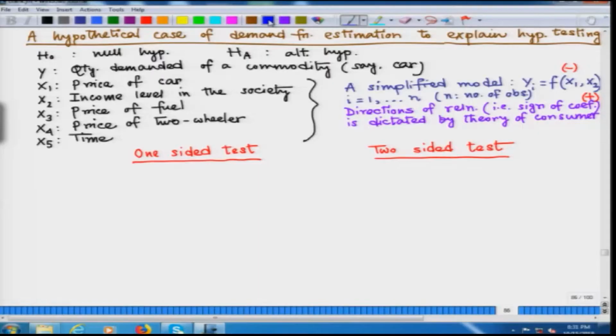So, let us start the discussion with hypothesis testing. Hypothesis testing could be of two types, one sided test and two sided test. Let us go through this individually one by one. In the case of one sided test, let me take the example of the variable x2 which is income level, and I assume that my microeconomic theory tells me that the relationship between y and x2 is positive, right.